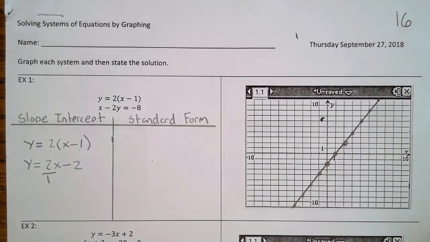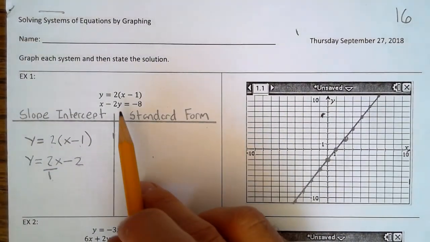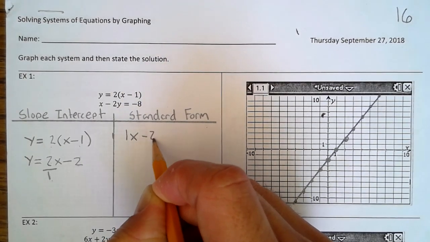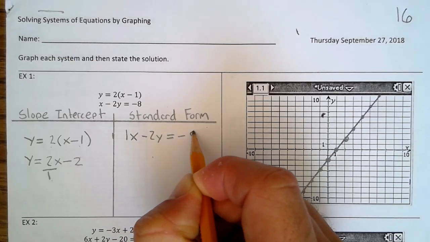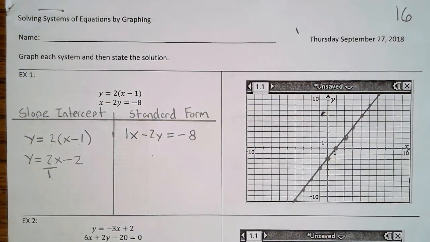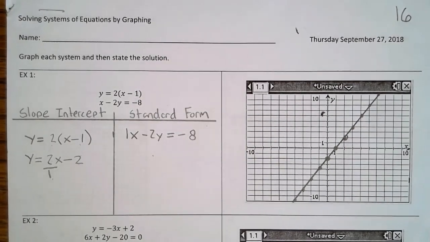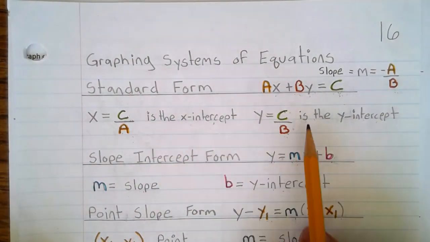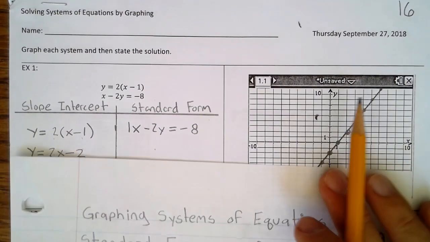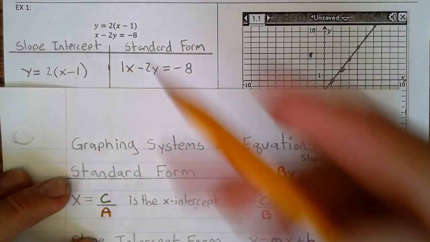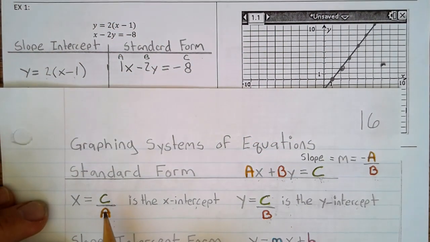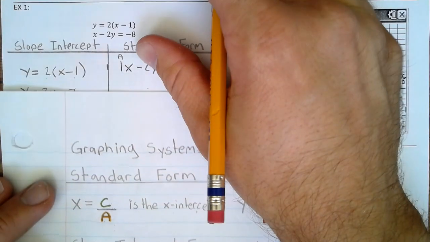Okay. Now, the second equation, which we're going to write here, I'm going to put a 1 in front of the x because that's your a value, minus 2y equals negative 8, is standard form. So to graph standard form, we go to our notes. We're going to find the x-intercept and the y-intercept. So this is A, this is B, this is C. So the x-intercept is C divided by A.